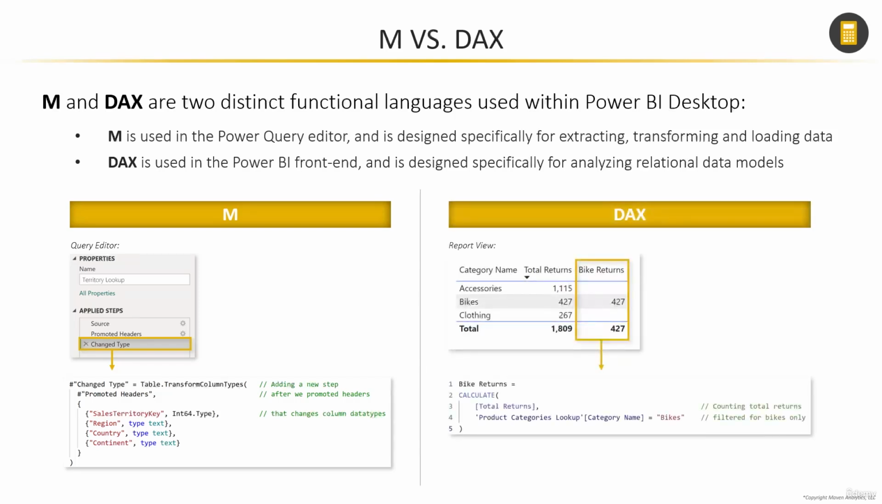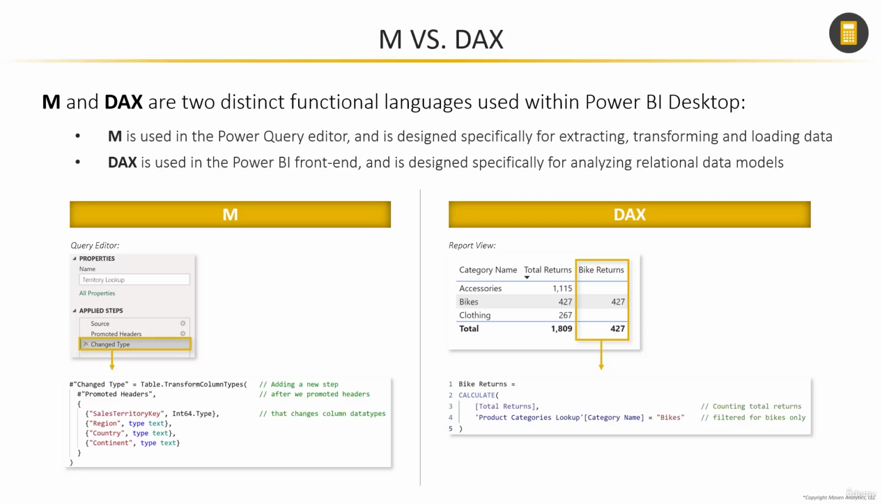Next, we've got an example DAX measure that's been created to only count the total number of bike returns. The first piece to understand is that DAX can only be written against tables that are within your data model. And second, because of the way that DAX is evaluated, this example expression takes into consideration filter context from the report, which we'll dig into a bit later in this section. But for now, the key item to understand is that M code is created and used in the query editor, and DAX code is created and used in the front end.